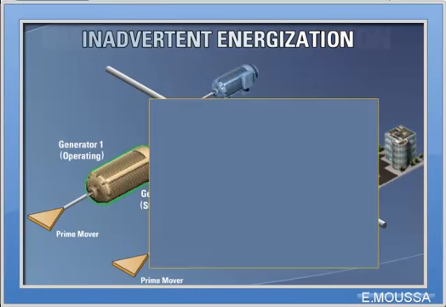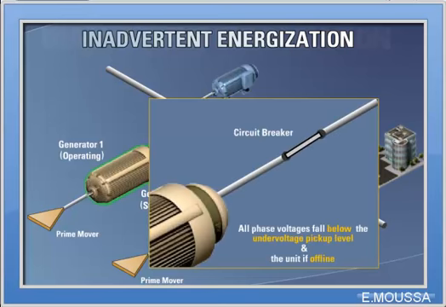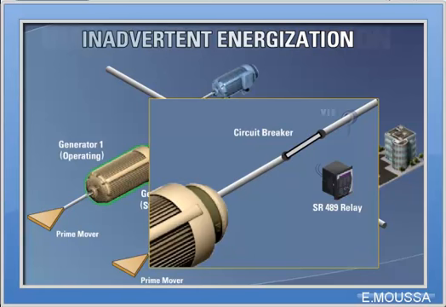The inadvertent energization protective element may be armed when all of the phase voltages fall below the under-voltage pickup level and the unit is offline. This would be the case when the VTs are on the generator side of the disconnect device. If, however, the VTs are on the power system side of the disconnect device, the feature should be armed if all of the phase voltages fall below the under-voltage pickup level or the unit is offline. When the feature is armed, if any one of the phase currents measured at the output CTs exceeds the overcurrent level programmed, a trip will occur.